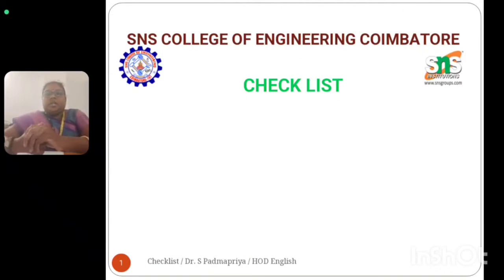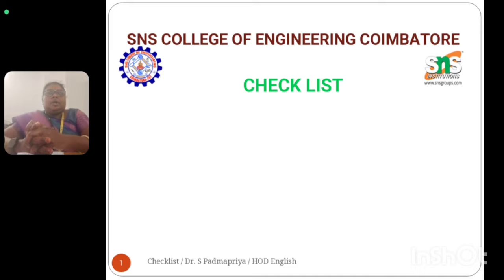Today we're going to see an important topic, that is checklist. This checklist is an important topic which will be useful in our day-to-day life. Usually in the language part we learn a lot of new things that are related to society. So we use this checklist in most of the places.